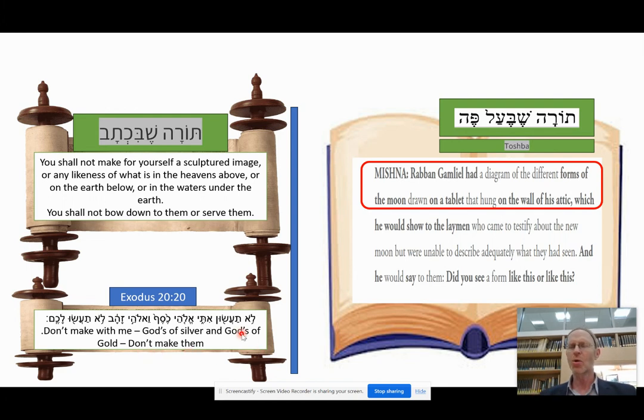Oh my goodness. So one thing we could do is we could say, Rabban Gamliel, sorry, you just violated the Torah. You are no longer the head of the Jewish people. You're gone. You're out of here. Or we can do something else.